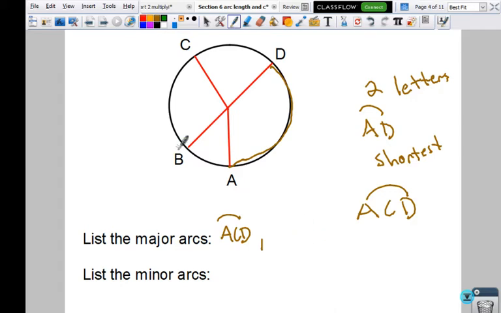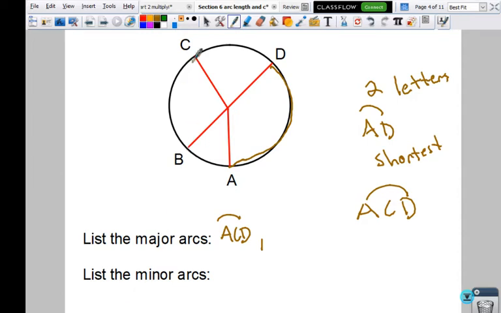Alright, ACD is a major arc. What about ABD? That's a major arc. But isn't that exactly the same as ACD, even though I would be writing it with different letters? Yeah, so that's exactly the same. It's still a major arc, just different letters. Alright, another one.